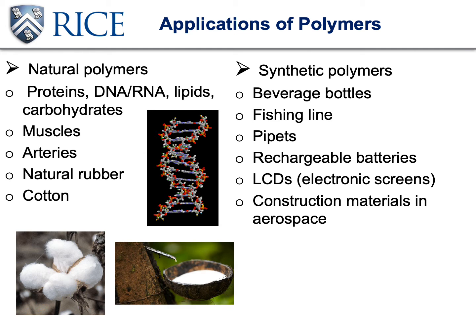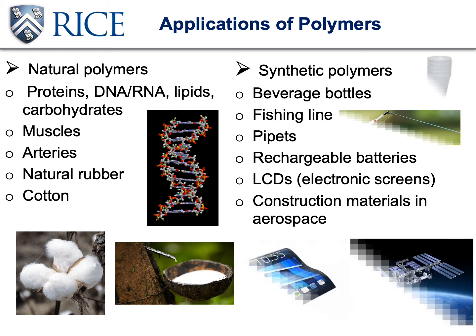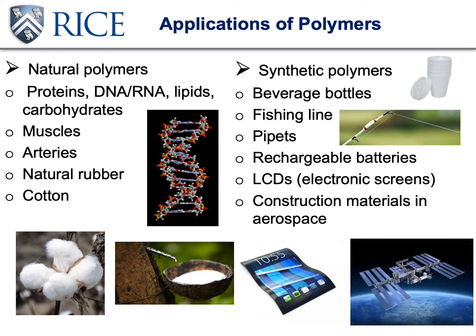On the synthetic side, polymers are used to make a wide range of things. Plastic beverage bottles and fishing line are some things you may have used that are polymer-based. Other common items made with polymers are rechargeable batteries and electronic screens. Polymers are also very important in high-tech fields, such as aerospace.